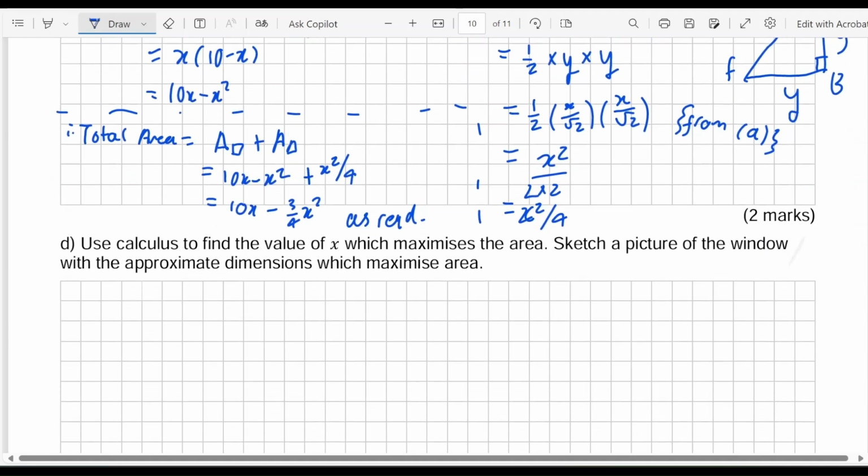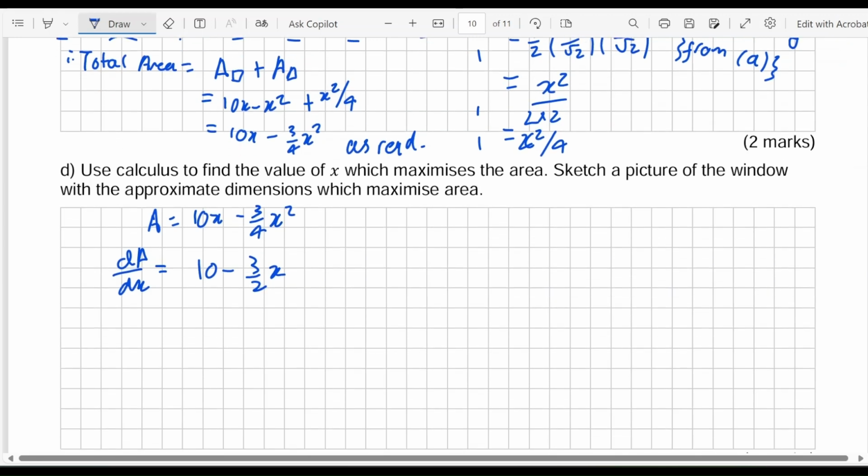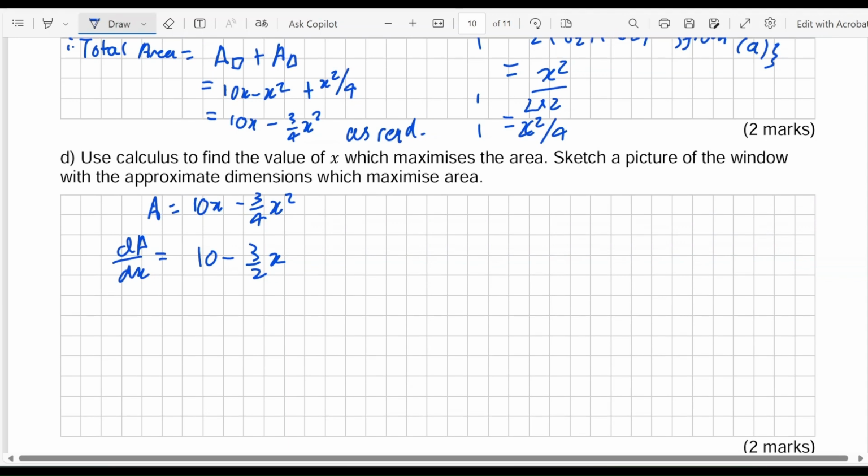Beautiful. Find the value which maximizes that. Area is 10x take 3/4 of x squared. dA over dx, so that's the derivative of the area. It's going to be 10 take 3/2 of x, because I've doubled it, so it'll go to halves rather than quarters. Check that on a calculator if you want.